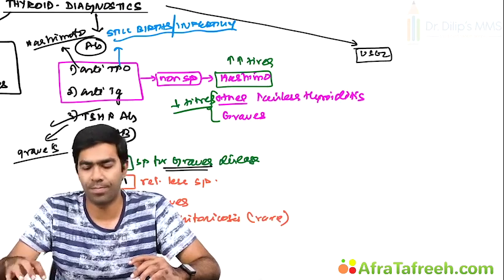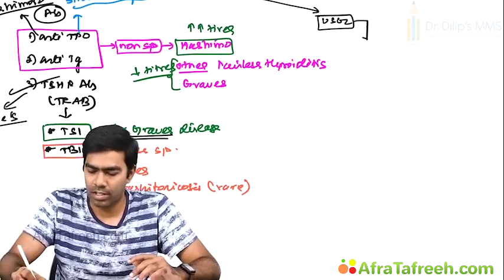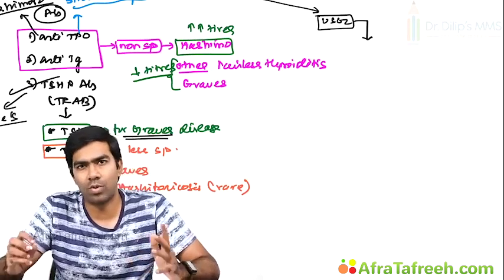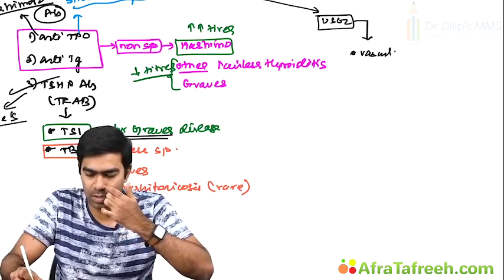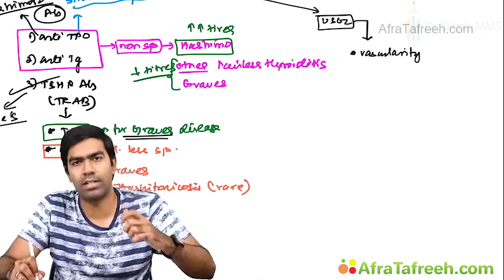Ultrasound. Clear? Ultrasound is generally performed to assess 2 to 3 functions of the gland. One is the vascularity of the gland. Clear? Using Doppler, you can find out the vascularity.